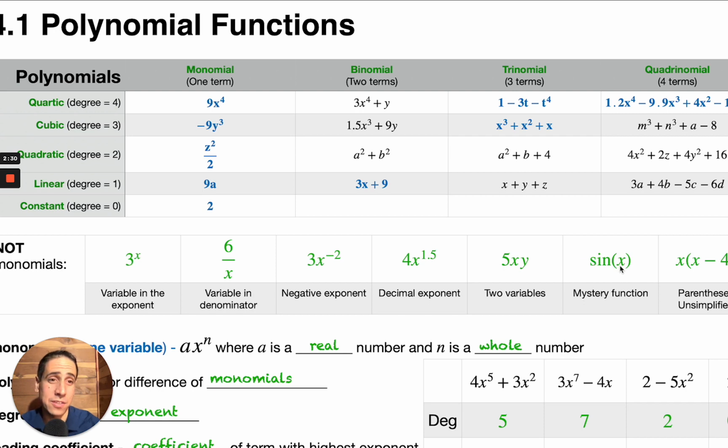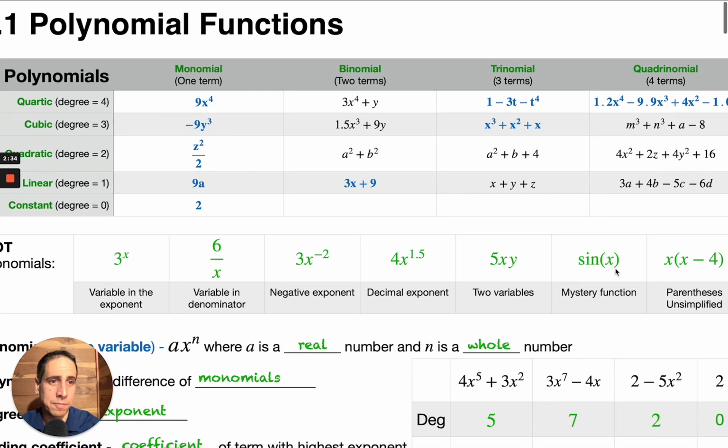Your mystery function, sine of x, that's not a polynomial. And if you have parentheses or it's unsimplified, then that's not a monomial either. You'd have to distribute that to get a monomial.